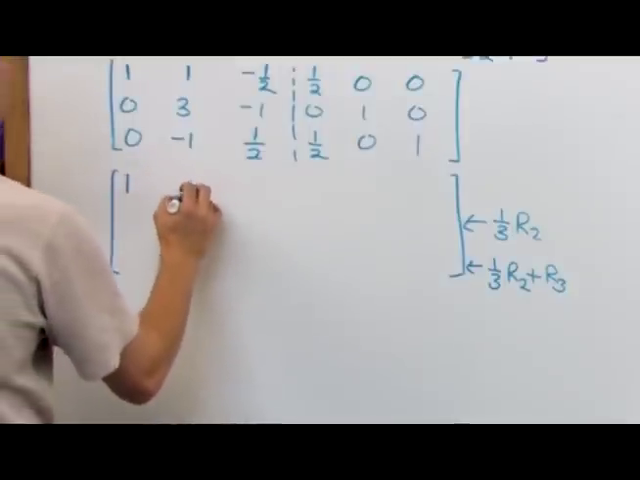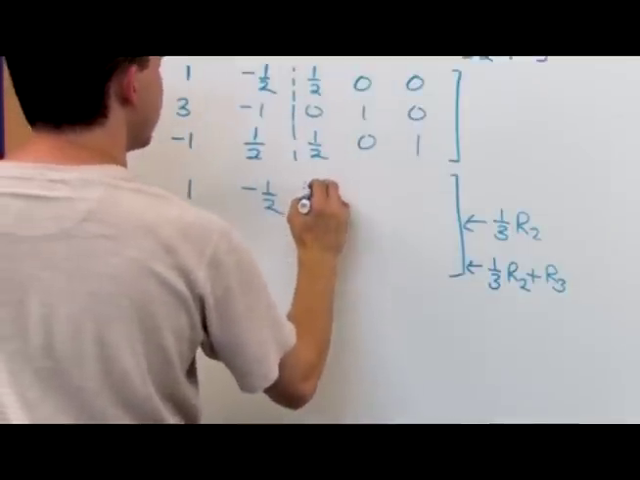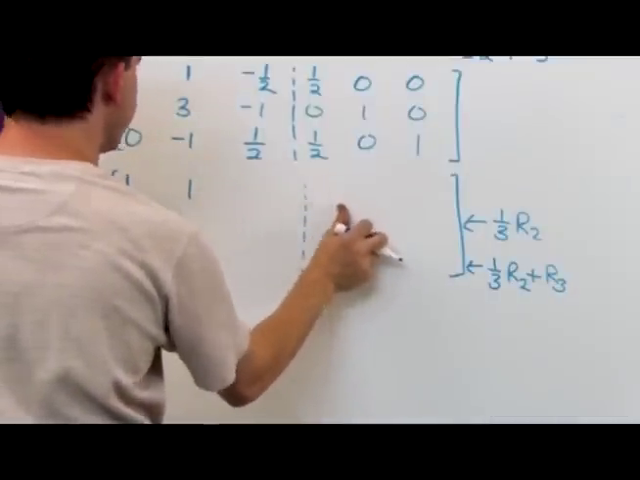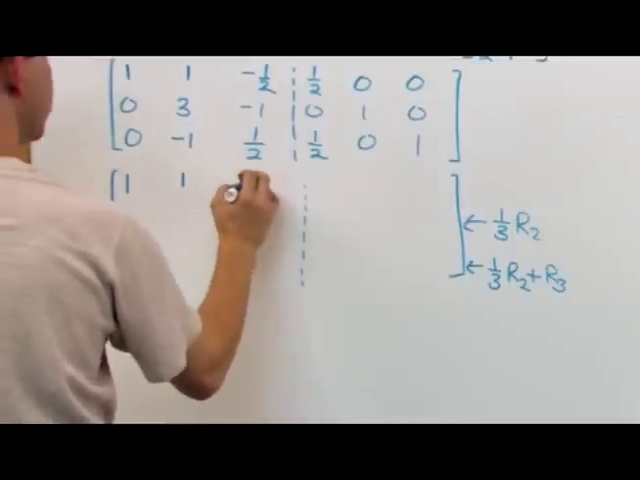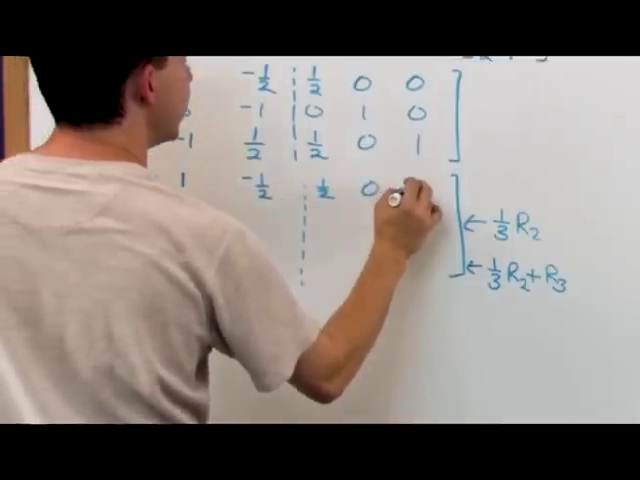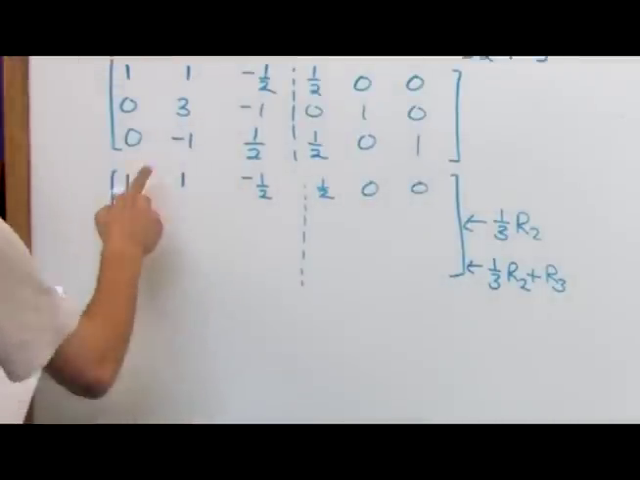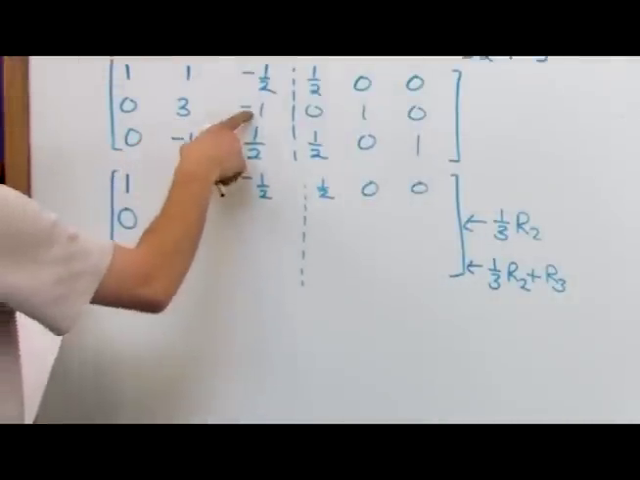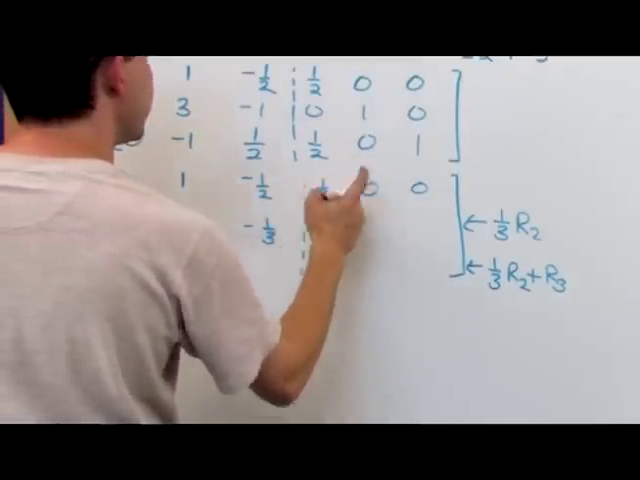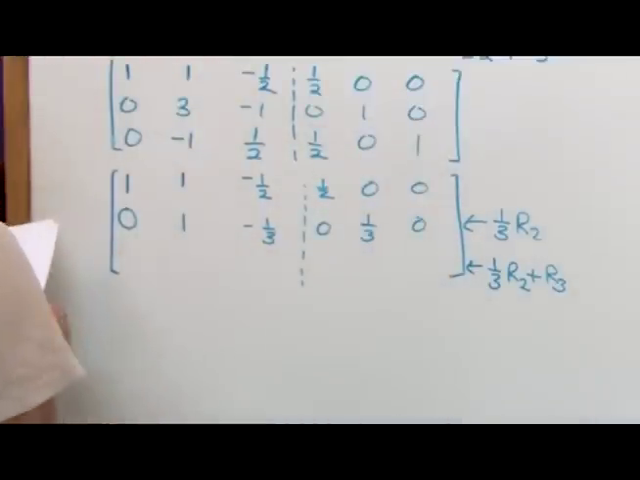So 1, 1, negative 1/2, augmented. Over here you got 1/2. I'm going to try to keep my stuff lined up a little bit better. 1, you have negative 1/2, 1/2, 0, and 0. And for the second row, we're just going to multiply by 1/3. 0 here. This times a third gives us 1. This times a third gives us negative 1/3. This times a third gives us 0. This times a third gives us 1/3. This times a third gives us 0.